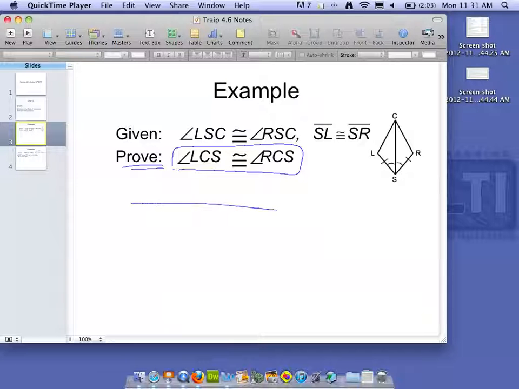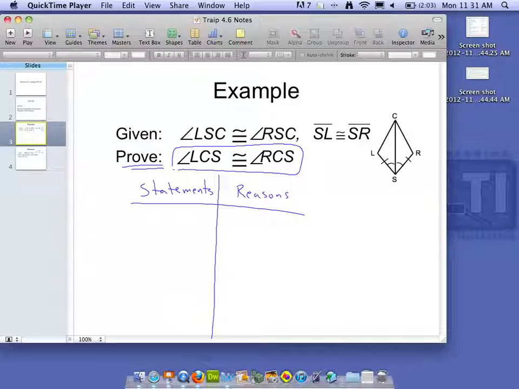So let's set up our T. And let's first prove that the two triangles in the diagram are congruent. And once we've proven that those two triangles are congruent, then we can say that the angle LCS is congruent to the angle RCS, which are these little angles up here. Okay, but I don't want those to be there right now.